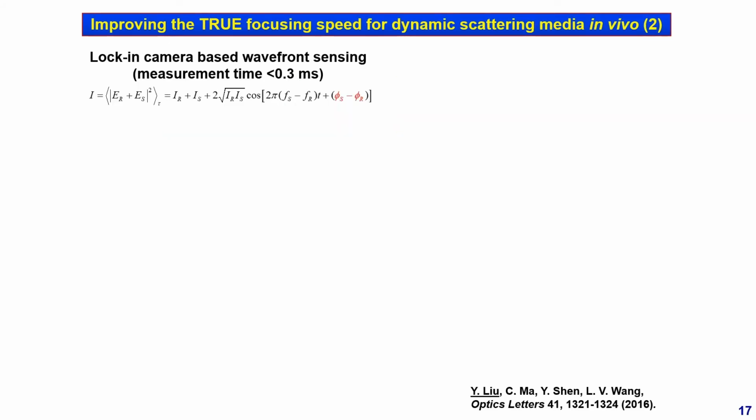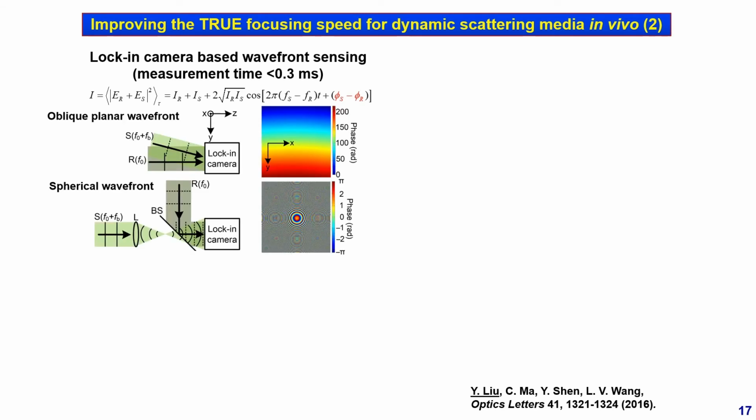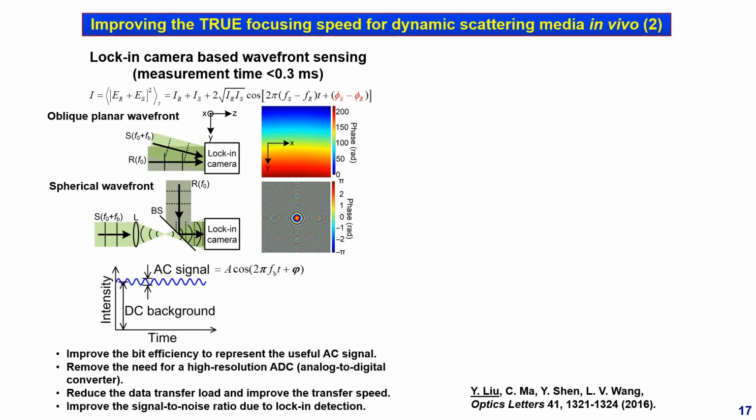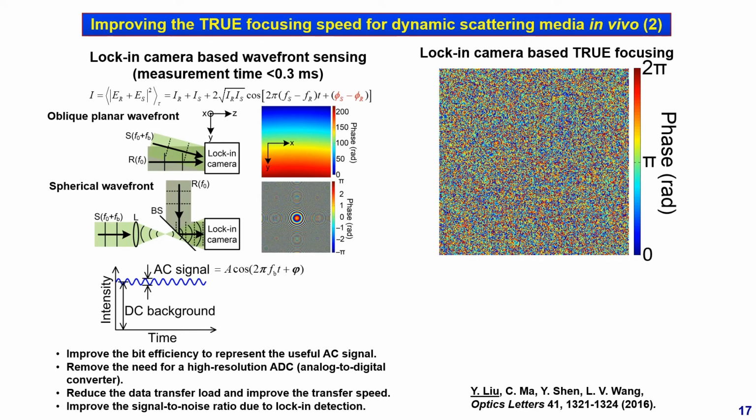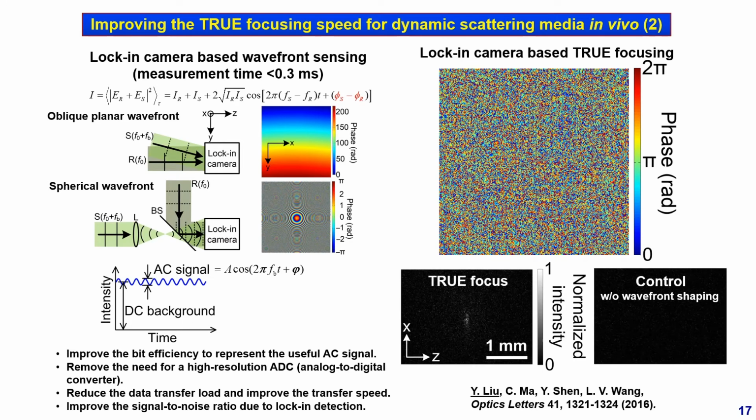We use a lock-in camera that can measure the wavefront within 0.3 milliseconds. As a test, these are the standard wavefronts we measured. Other than speed, there are some other advantages of using this camera for true focusing, which I don't have time to talk about. Here is the wavefront of the ultrasound tag light we measured within 0.3 milliseconds. By displaying the conjugate of this wavefront on a spatial modulator, we focus light inside the scattering medium.